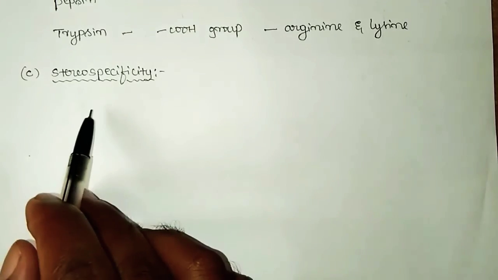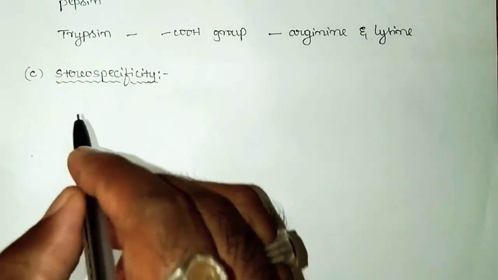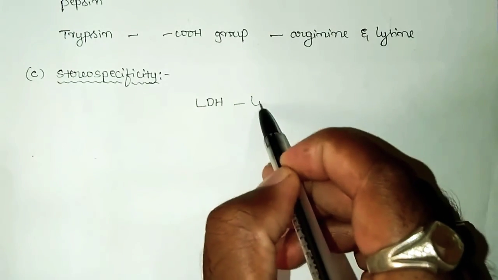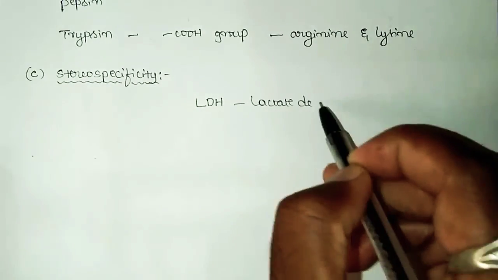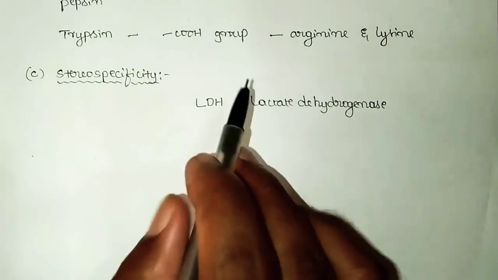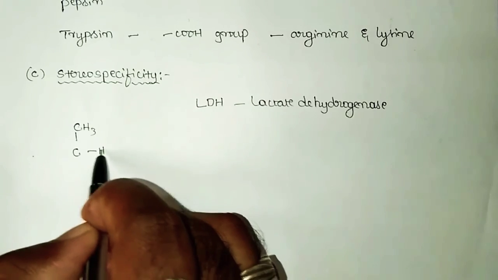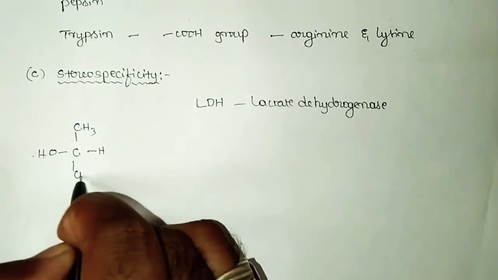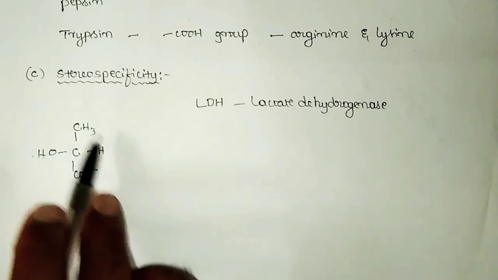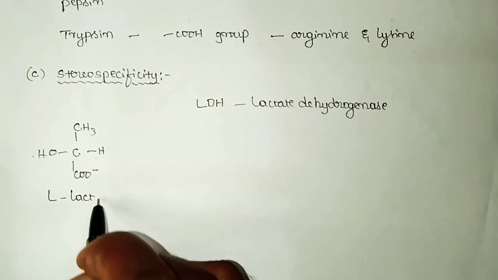And we shall consider some simple examples in order to explain the concept of stereospecificity. If you consider LDH, that is lactate dehydrogenase enzyme, this lactate dehydrogenase enzyme will act on this particular reactant molecule, that is the substrate molecule, lactate. Here you can observe the hydrogen atom is present on the right hand side of the Fischer configuration. So this has L configuration, and we can see it as L-lactate.